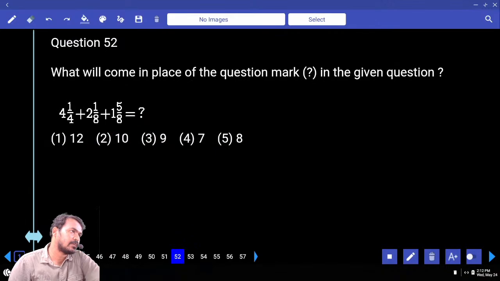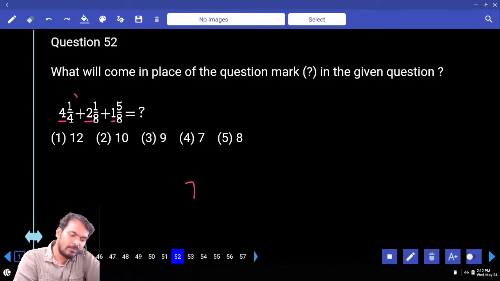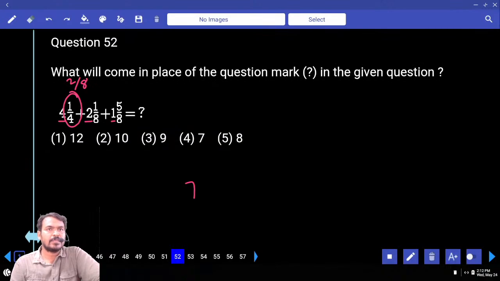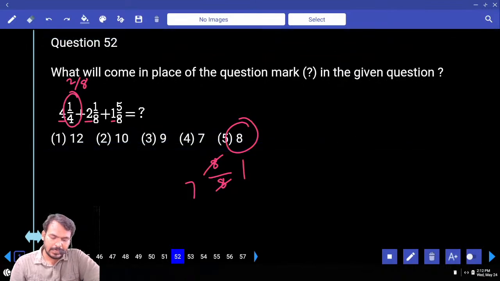Next 52. All are in mixed fractions. First we are adding the integers. 4 plus 2 plus 1, 7. Again 1 by 4 it is also written as 2 by 8. 2 by 8 plus 1 by 8 plus 5 by 8. 8 by 8. 8 by 8 means 1. 7 plus 1 or 7 minus 1? 7 plus 1. Answer 8.